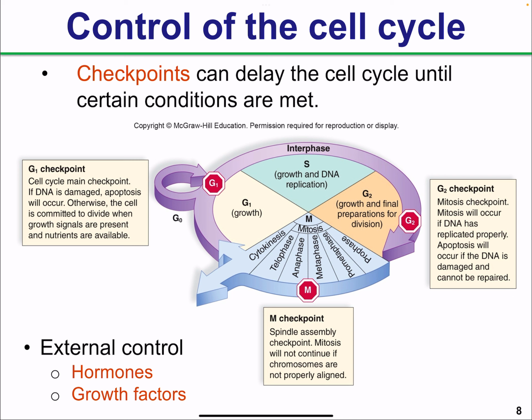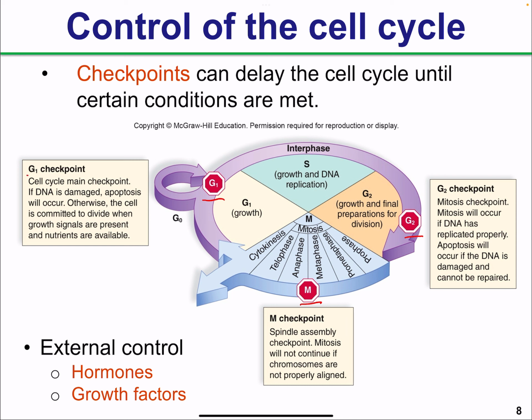So it's always checking if it is worth maintaining the cell, moving forward with the job that the cell is designed to do, with the cell cycle moving to the next stage, or destroying that cell. Now, there are three major checkpoints where the cell is checking the integrity. We have the G1 checkpoint, the G2 checkpoint, and the M checkpoint.